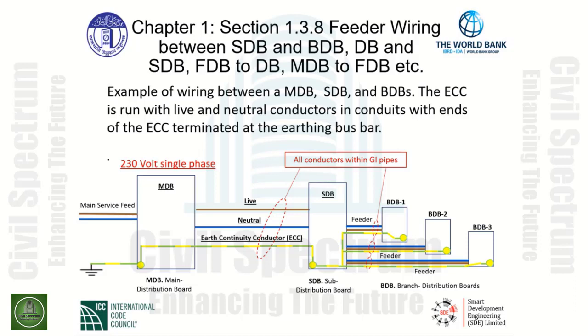This particular diagram shows a routing of the sub-circuit and feeder circuits to the associated sub-distribution board and branch distribution boards with the continuity of the earth continuity conductor. This conductor carries any type of ground fault current back to its source to allow the overcurrent protection devices such as breakers and fuses to safely open the circuit on ground faults.